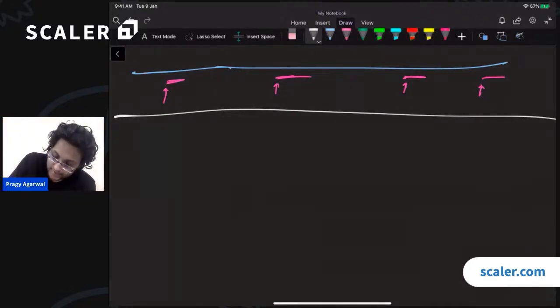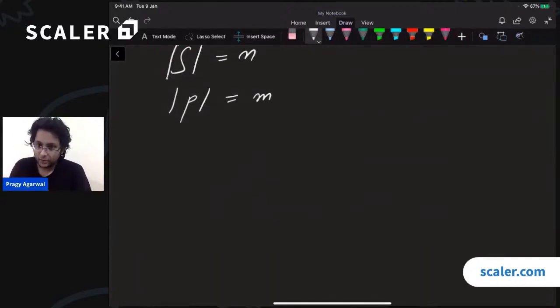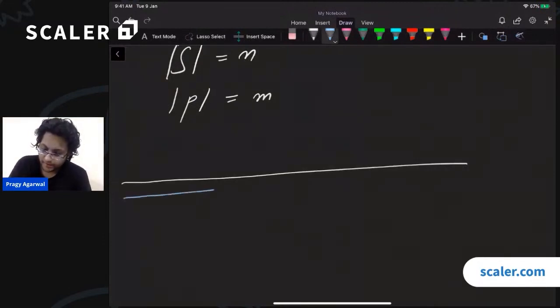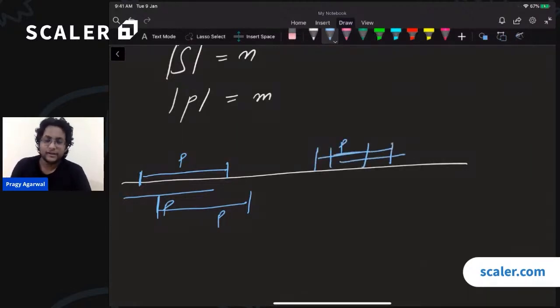Suppose that I have a string S of size n and I have a pattern P of size m. Then how should I go about searching for this pattern in the string? I can use some sort of a sliding window. I can first check this portion for the pattern match, then shift by one character and check the next, and so on and so forth. So I can keep a window of size P and slide it right one character each.